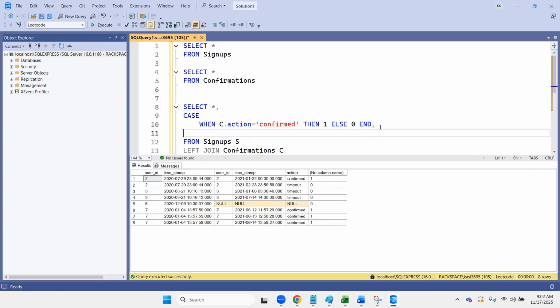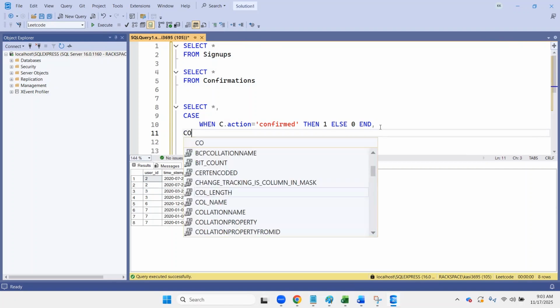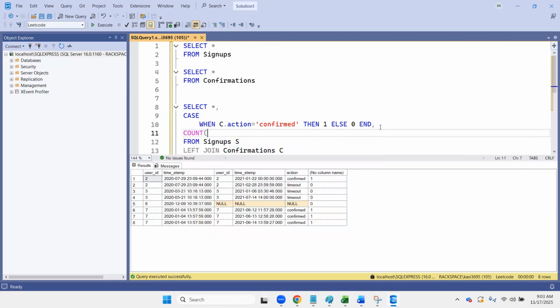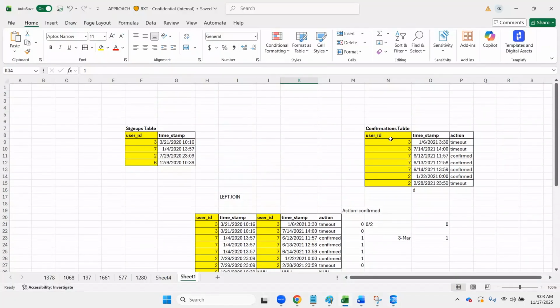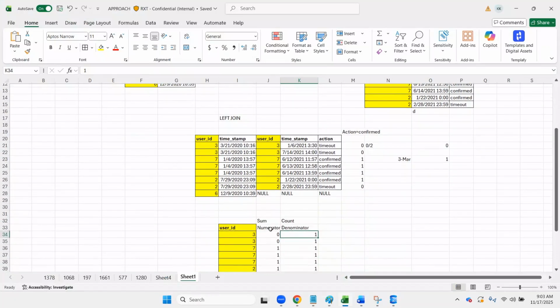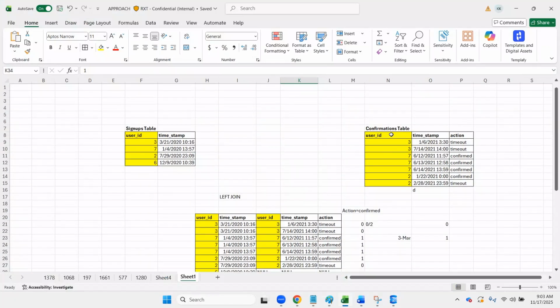So for the denominator, we require how many times they tried after the sign up. So what we do, you count. So we have to count the number of times they tried. So action, see, now we want the count. On top of that, the confirmation table, the user IDs, because we required.